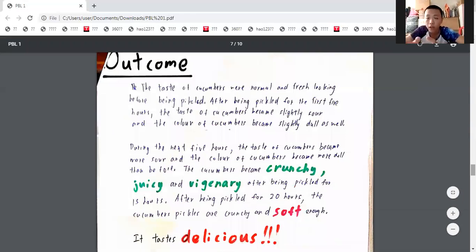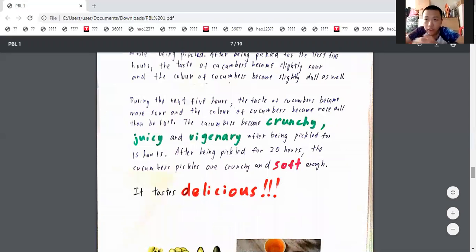Now I'm going to talk about the outcome of my PBL. The cucumbers were normal and fresh looking before being pickled. After being pickled, for the first 5 hours, the taste of the cucumber becomes slightly sour and the color becomes slightly dull. During the next 5 hours, the taste of the cucumbers became more sour and the color became more dull than before. The cucumber became crunchy and juicy after being pickled for 15 hours. After being pickled for 20 hours, the cucumber pickles are crunchy and soft enough. It tastes delicious.